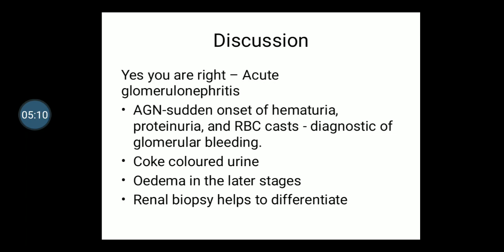And you also have a characteristic feature of coke colored urine. The cool drink which you consume, the coke, so your urine in acute glomerulonephritis mimics the same, and edema in the later stages. So how do we differentiate this? Based on the clinical examination, and renal biopsy also helps to differentiate between a nephrotic syndrome and acute glomerulonephritis. In acute glomerulonephritis, you will not have edema in the initial stage, but only in the later stage you may be having this edema.